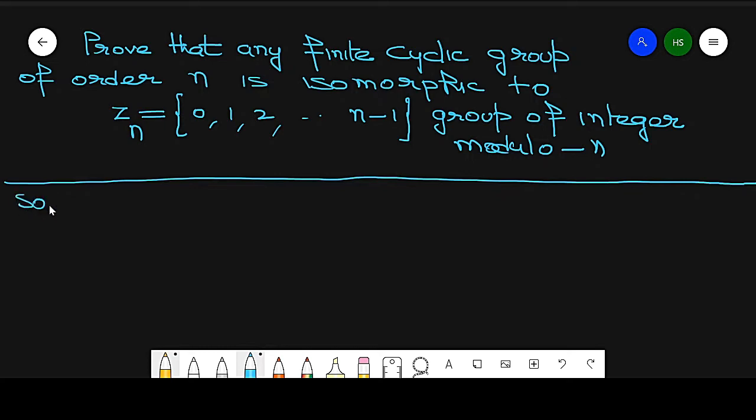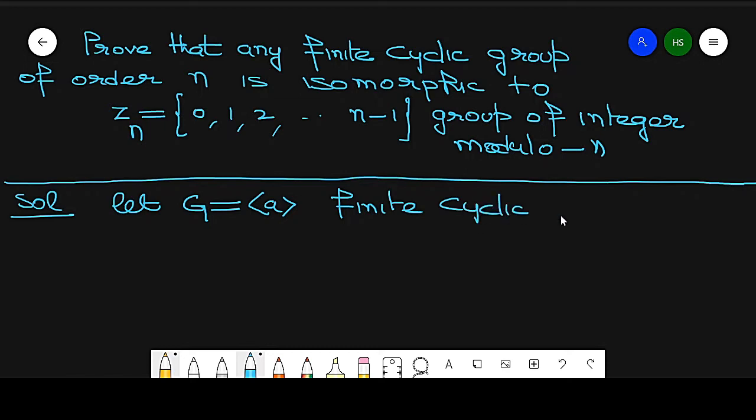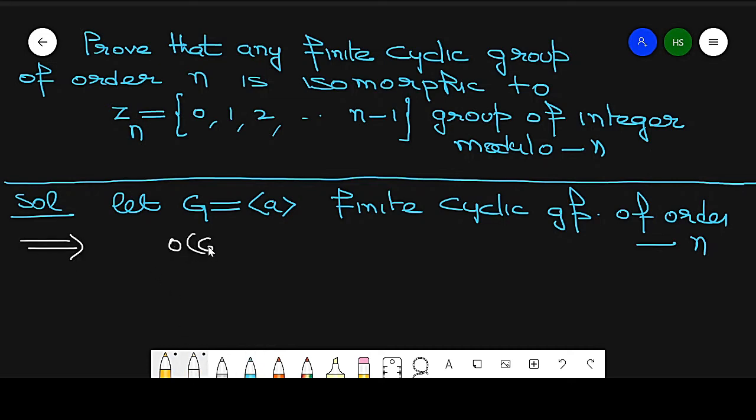So solution. Let G, which is generated by a, be a finite cyclic group of order n. So this is a finite cyclic group of order n. So it implies order of G and order of a is equal to n. So this is equation number 1.